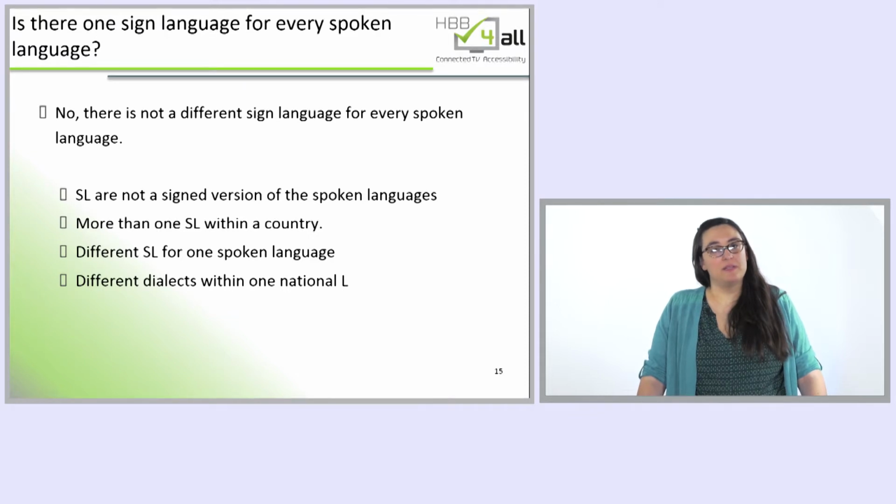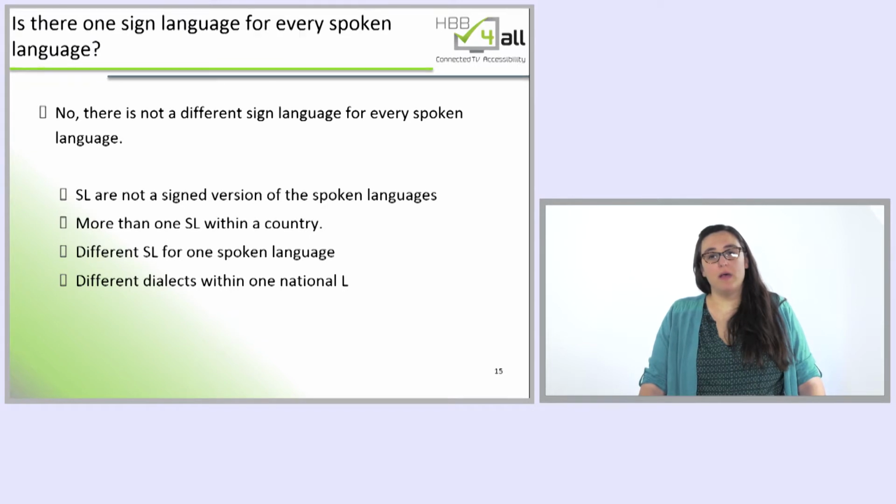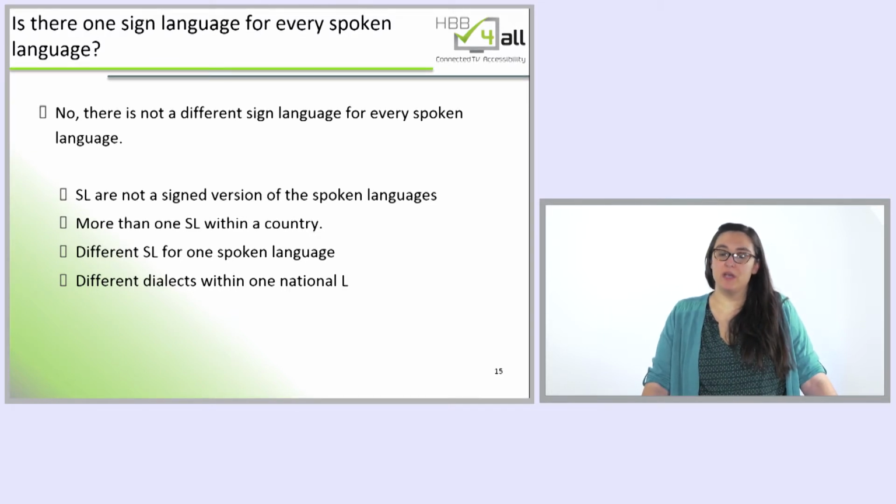Another important fact is that sign languages, just like spoken languages, vary. They have variation. So different regional dialects can be found within one national sign language. So we have to bear in mind that sign languages originate wherever a deaf community arises, and their origin is not related to the spoken languages of the territory. So the grammars are different, the lexical items are different, and their history is different too.